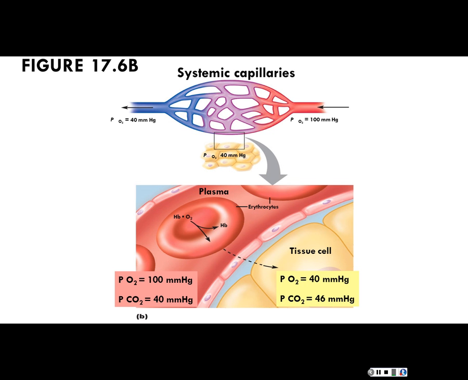So oxygen would diffuse down its pressure gradient from the blood into the tissues, your brain, your liver, your muscles, whatever. And then the carbon dioxide would diffuse from the tissues down its pressure gradient into the circulatory system. And the values and the gradients are pretty similar. So carbon dioxide diffuses down its gradient into the blood.